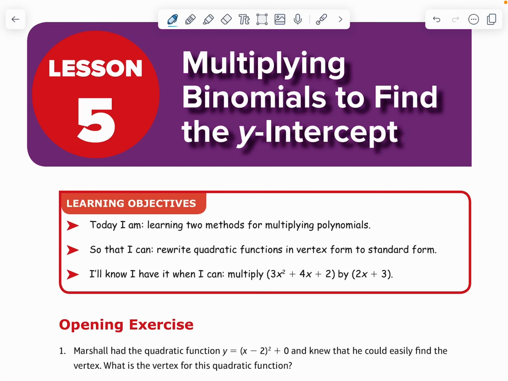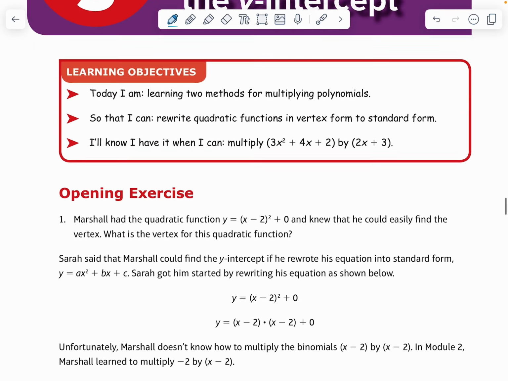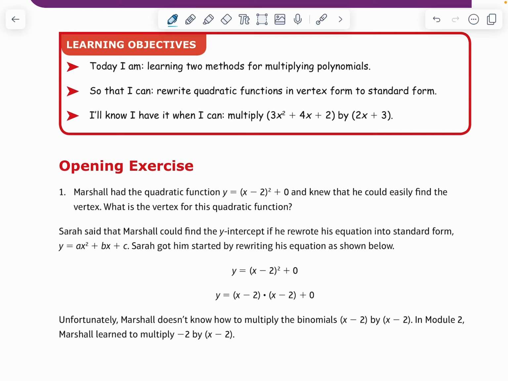Welcome to Module 4, Unit 8, Lesson 5. Today we're going to multiply binomials to find the y-intercept. So let's take a look at the opening exercise. Marshall had the quadratic function y equals (x minus 2) squared plus 0.